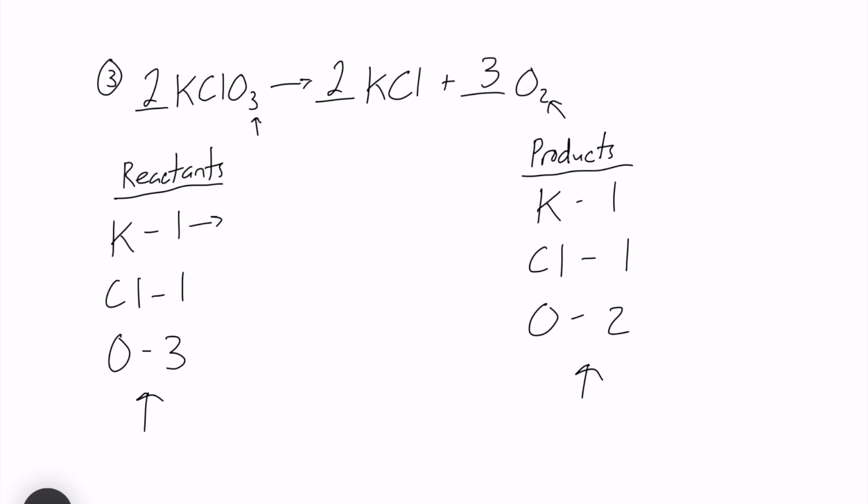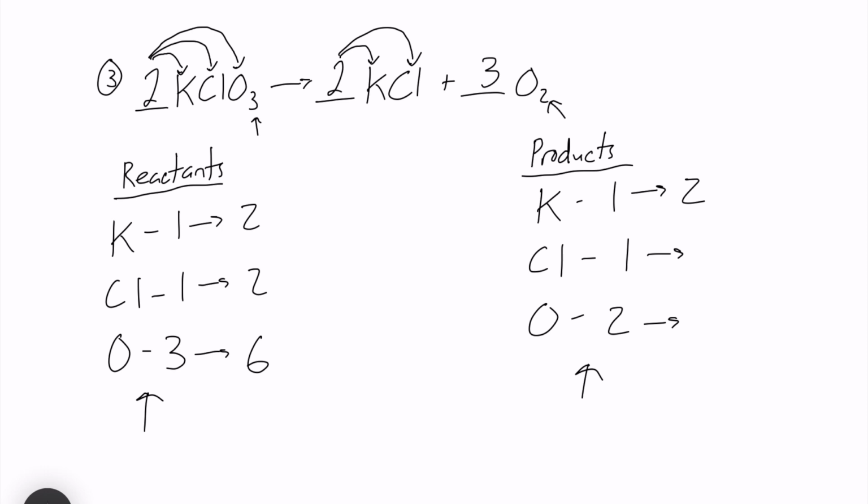And let's rewrite how many of each element we have here. So on our reactant side, we now have 2 potassium, 2 chlorine, and now we have 6 oxygen. Okay, and on our product side, we have 2 potassium, 2 chlorine, and 6 oxygen. So this is all balanced up. Our coefficients are 2, 2, 3.